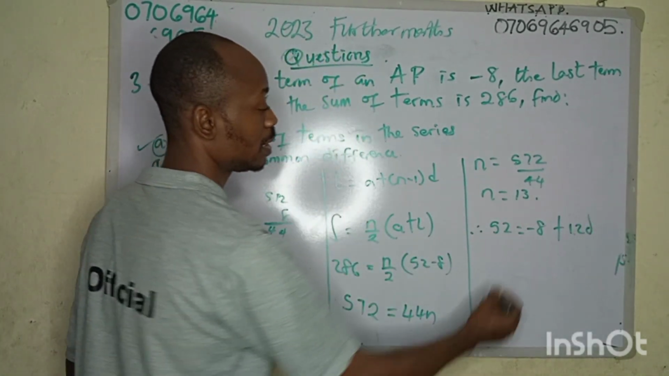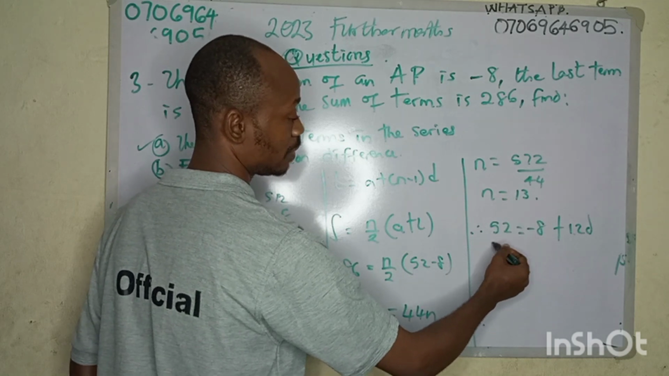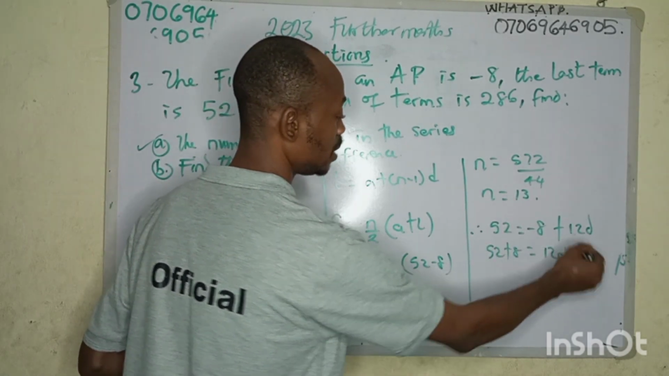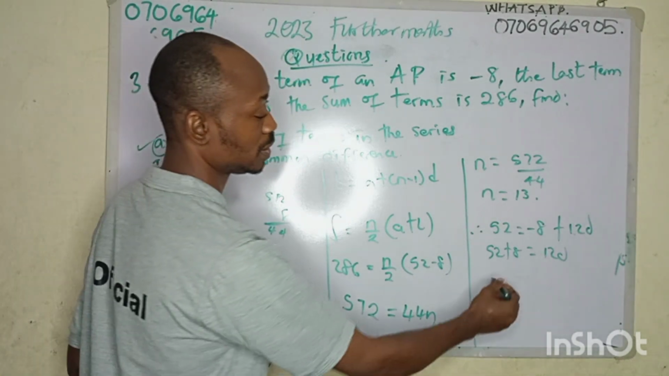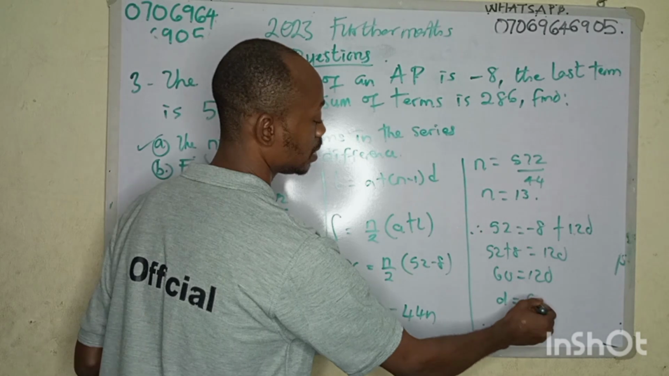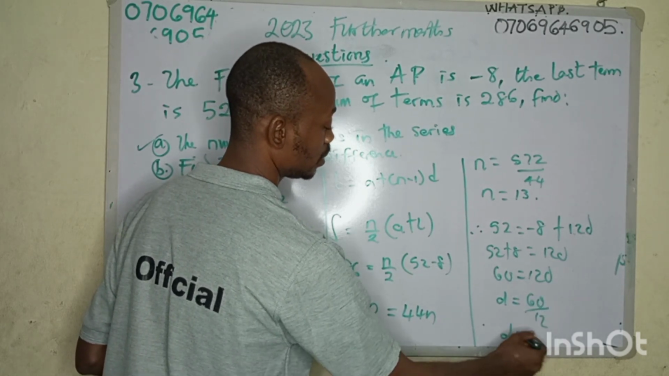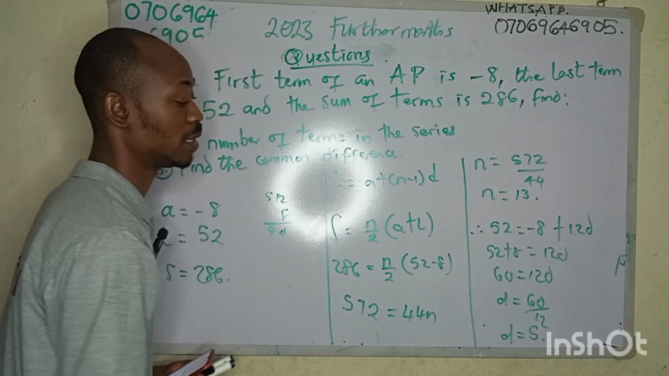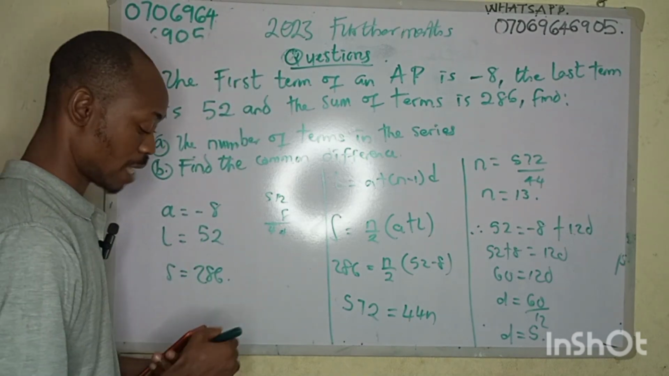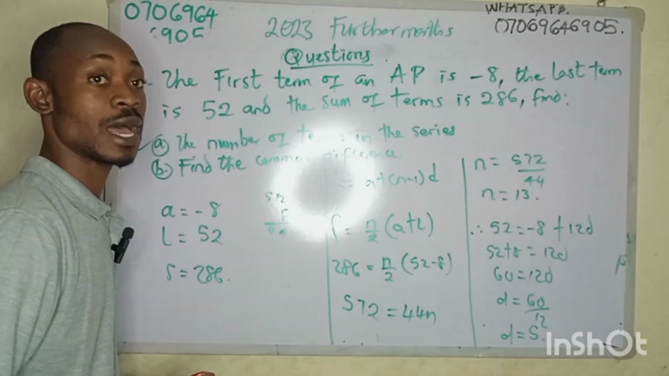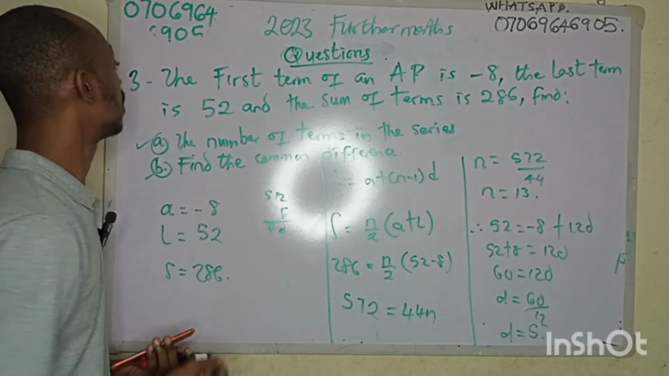The negative 8 comes over, so 52 plus 8 equals 12d. That is going to give us 60 equals 12d. And then d equals 60 divided by 12. So d equals 5. Okay, so the common difference is 5. And that is the final answer. That's number 3 question.